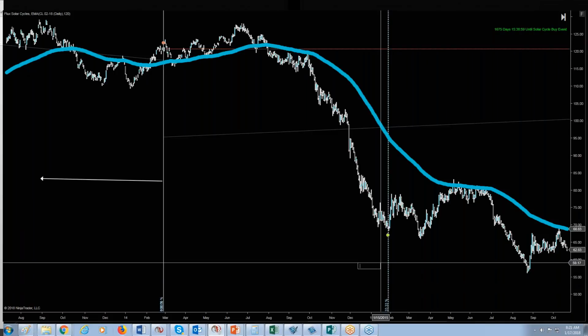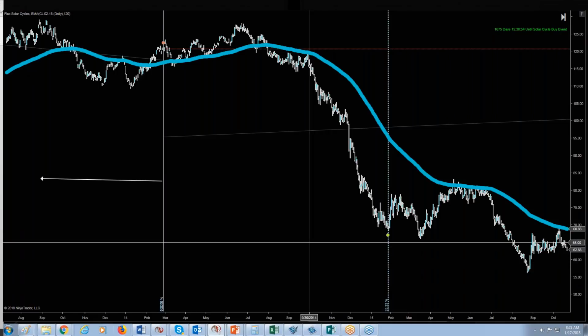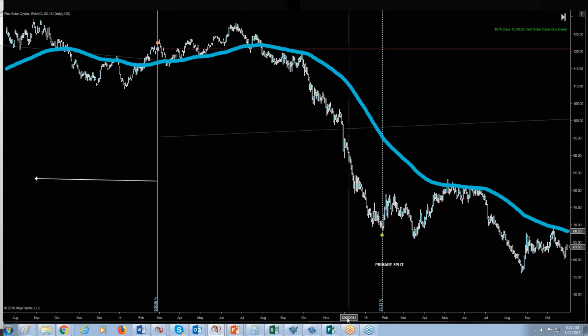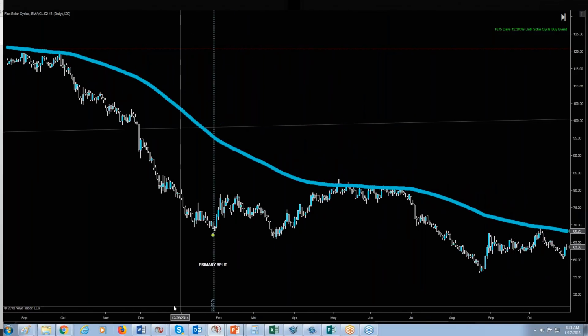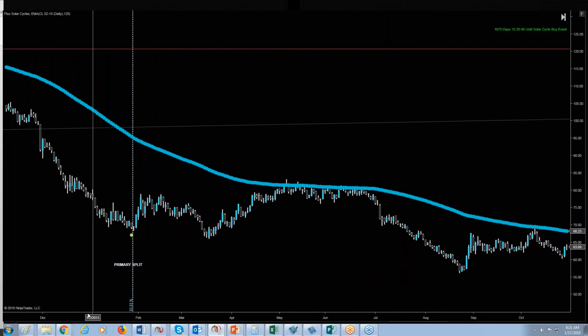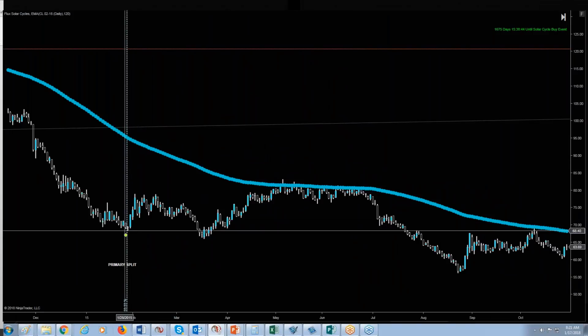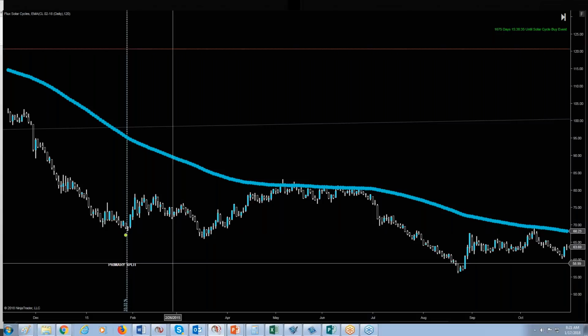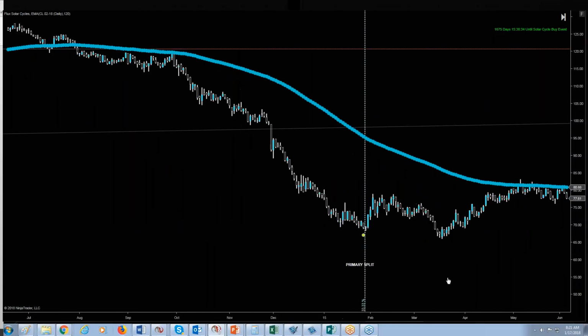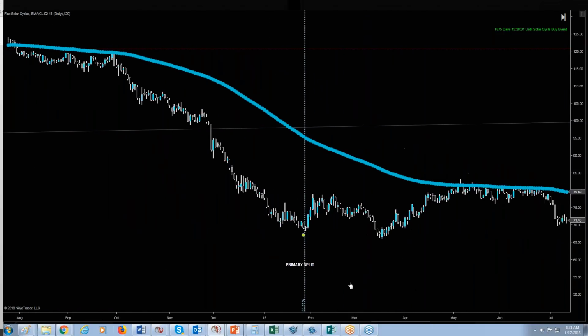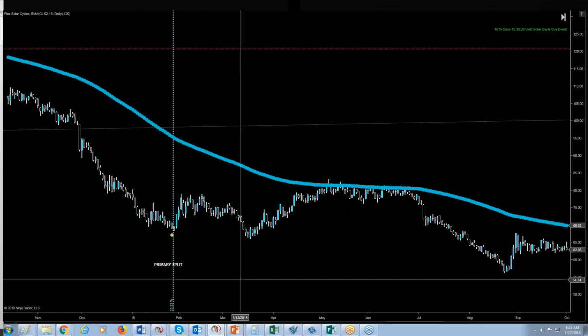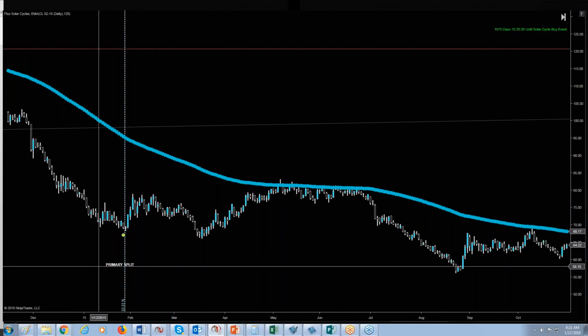So we'll call this primary split. And what I'd like you to see is that right at the primary split, Dennis, can you see the reaction? How a bottom comes in right at that first pullback run. And there's just a massive reversal to that huge drop down around the $70 a barrel. So that's a primary split.